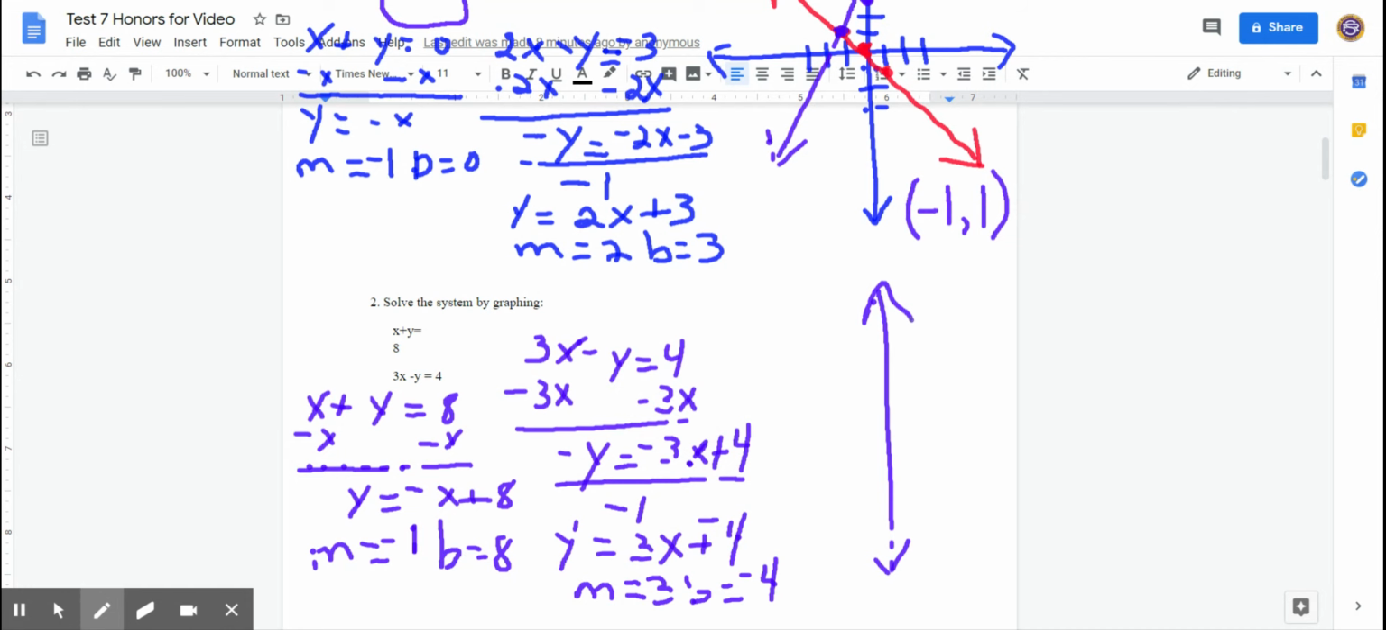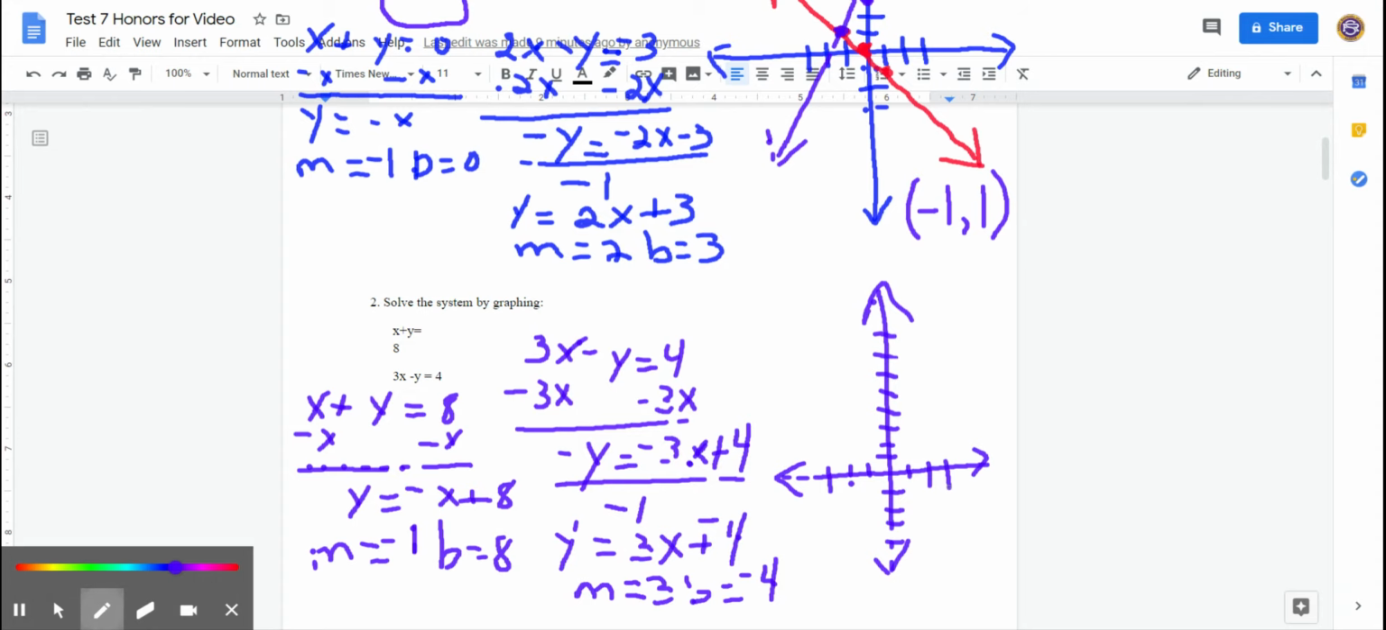And we have an 8 and a negative 4, so we're going to go like this. And go 1, 2, 3, 4, 5, 6, 7, 8. And down 1, 2, 3, 4. And we can go over a couple here. There we go. So I change my colors here.